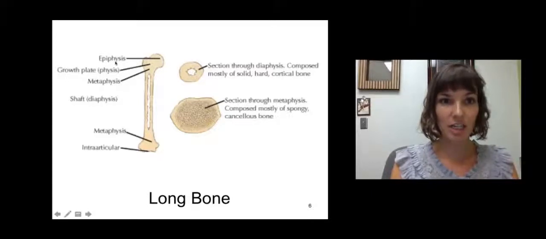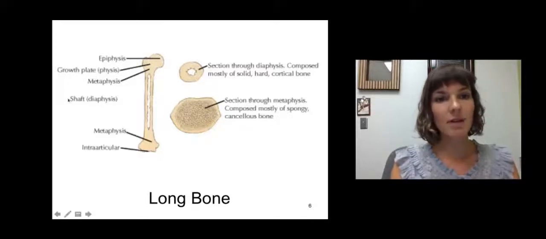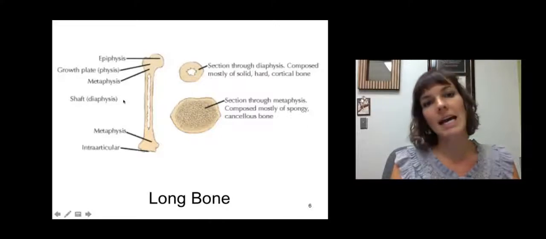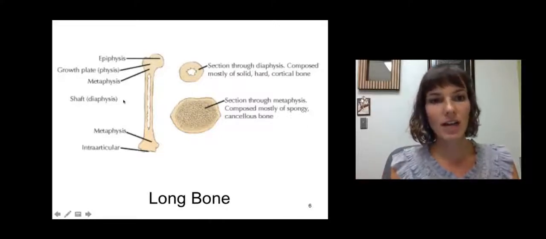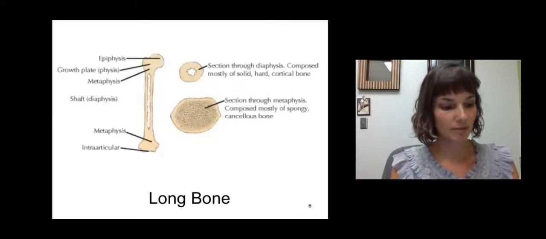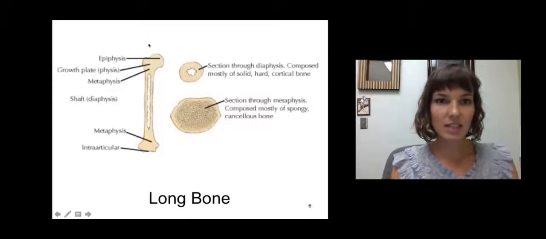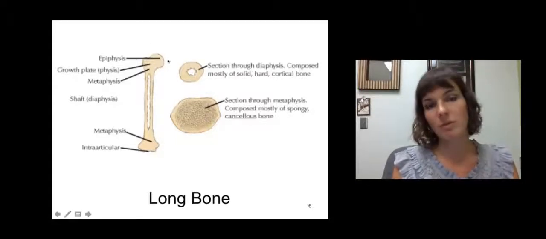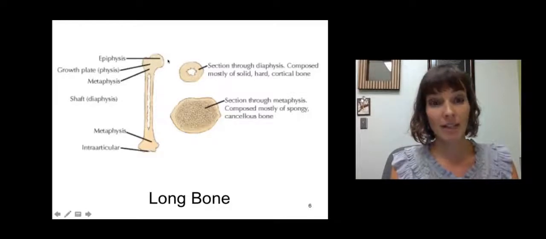So that's what's named here, epiphysis. And then the middle, the shaft of it, is called a diaphysis. So we have an epiphysis on either end, diaphysis in the middle. These epiphyses tend to be more spongy bones. So we have two types of bone in our body.